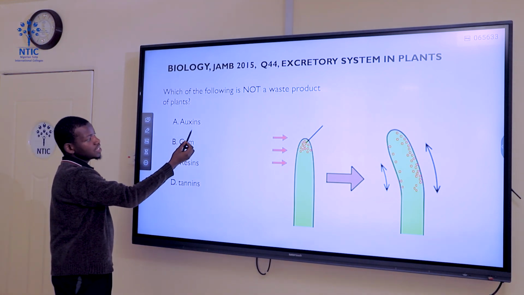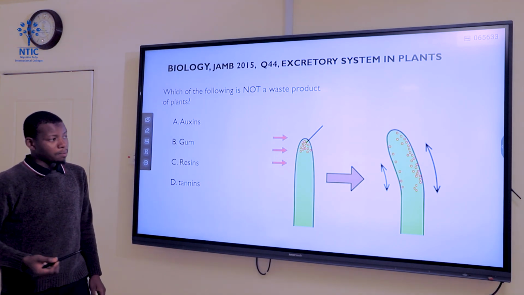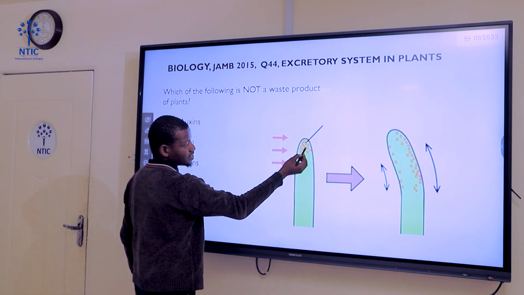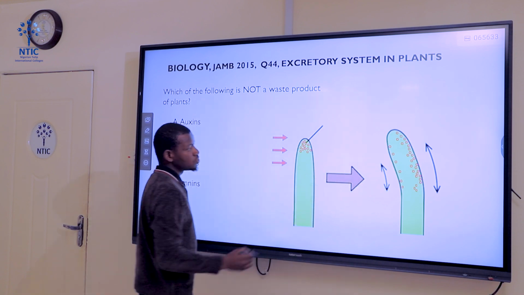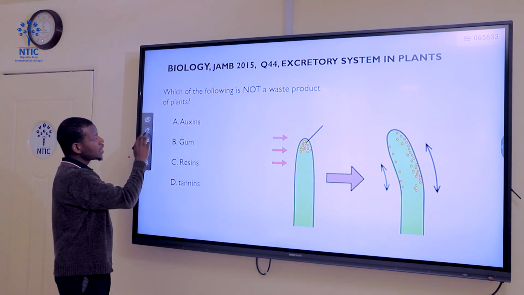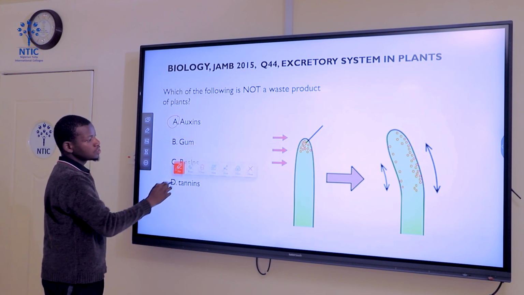plants. Auxin is a plant growth factor or plant hormone made by plants, and it is produced at the tip of the shoot, and it is responsible for elongation of the shoot. So auxin is not considered a waste product of plants. So auxin is the correct answer.